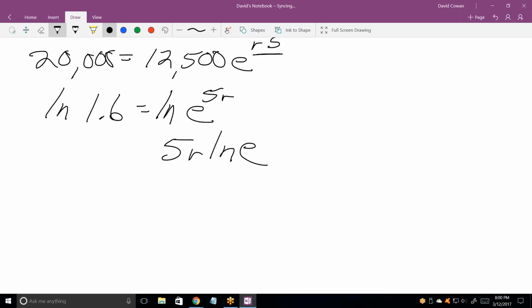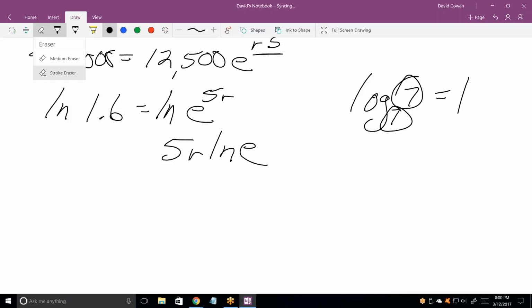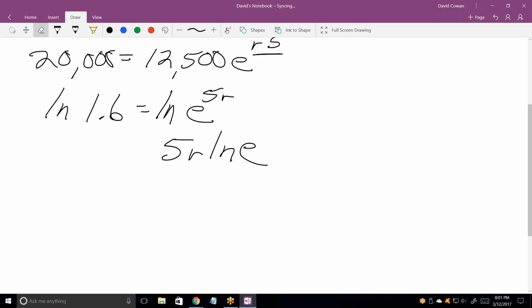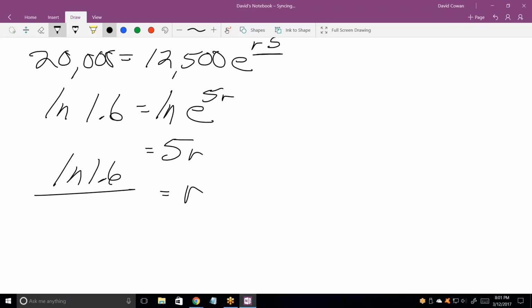Now, natural log of e is equal to 1. Anytime the base is equal to the argument, the answer is 1. And the base is e, and the argument is e. So likewise, the log base 7 of 7 is equal to 1. Whenever my base is equal to my argument, it's 1. Which is nice. That means I can just erase it. So, divide by 5? Yep. So R ends up being equal to the natural log of 1.6 divided by 5.